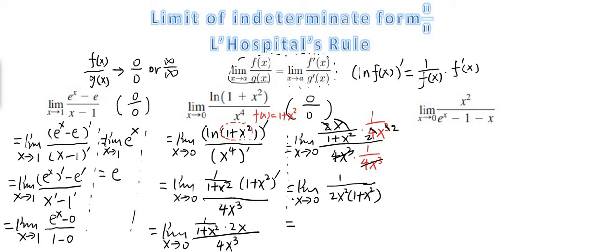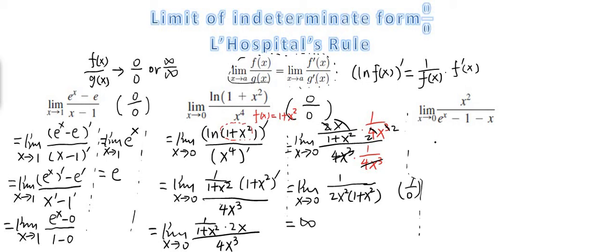Now if we plug in x equals 0 in the denominator, we can see that it is 1 over 0. That means we couldn't use L'Hopital's rule anymore. So 1 over 0 should be infinity.